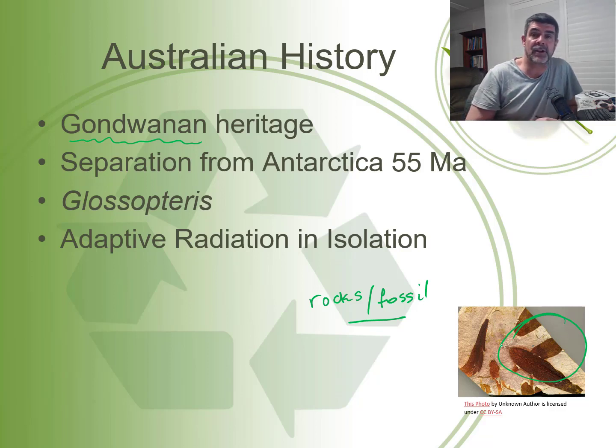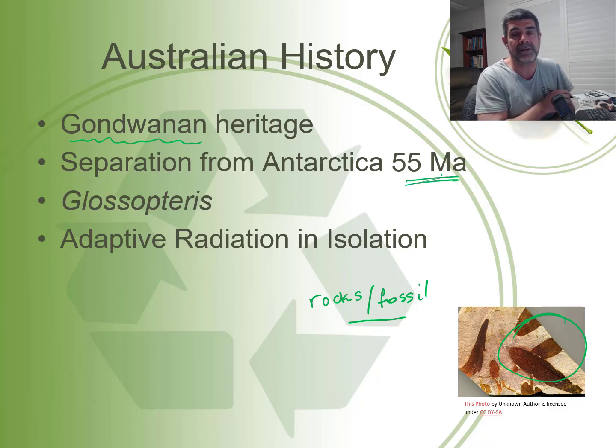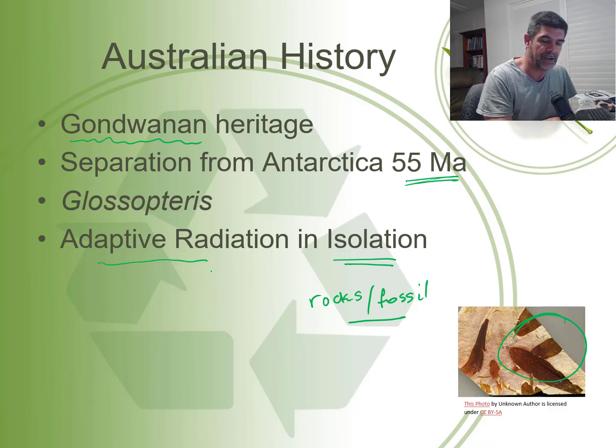The separation that occurred from this supercontinent actually occurred gradually, and Australia was last to separate from Antarctica around 55 million years ago. And that's fairly important because that's the time when we had isolation. That's the time when the Australian biota, the Australian plants and animals, were able to develop in isolation. And one of the important things that Darwin and also Wallace identified is this important idea of isolation. And through isolation, we have adaptive radiation.